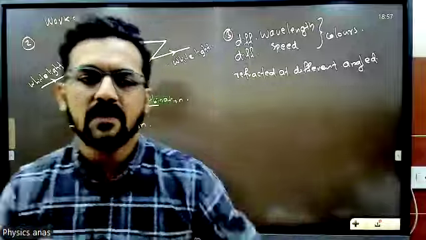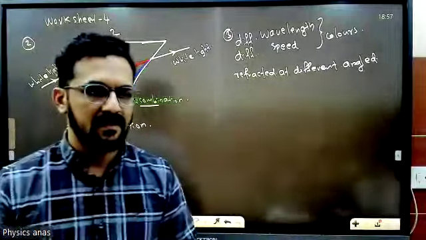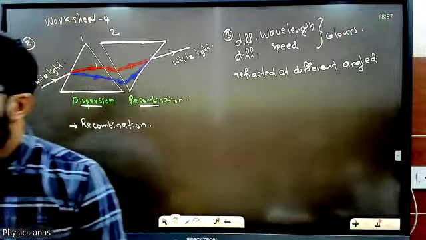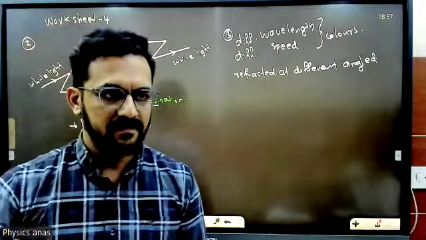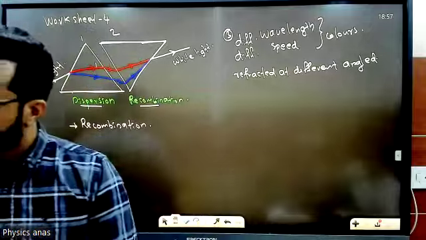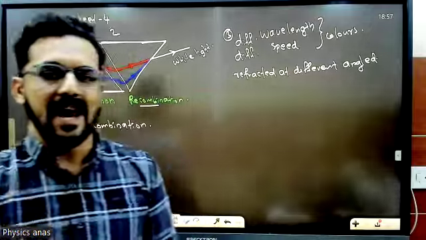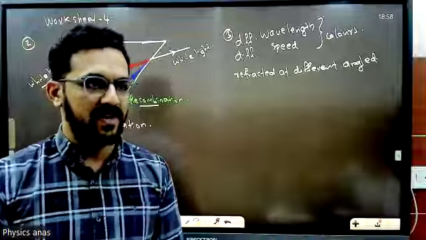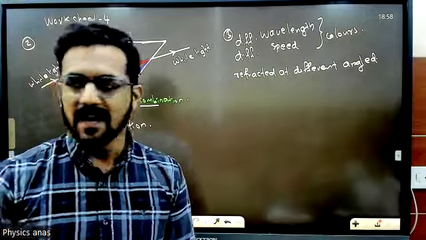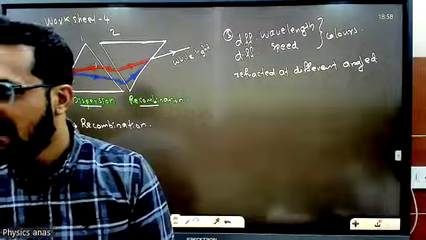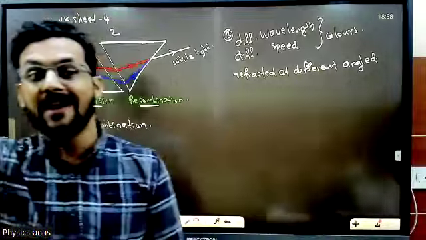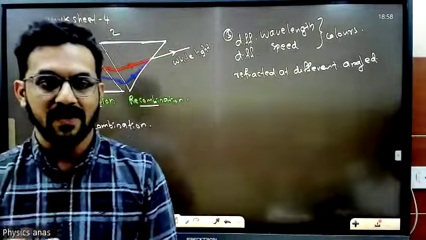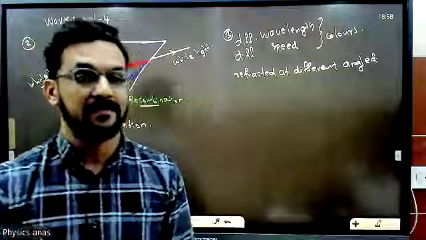So tell me, what is the cause of dispersion? Each color has different wavelength. Each color has different speed. So they are refracted at different angles. Red will be coming out at one angle and orange at another angle. That's why red is red and orange is orange. That's why we can separately see red and orange.